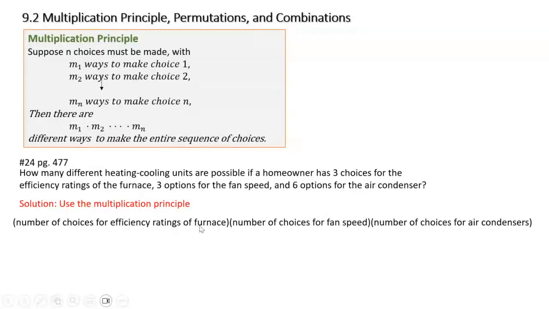So the number of choices for the efficiency ratings is going to be 3. The number of choices for the fan speed is going to be 3, right? 3 options of fan speed. And the number of choices for the air condensers is going to be 6. So it's going to be 3 times 3 times 6, and that's the answer, which will be 54. So there's 54 different units.